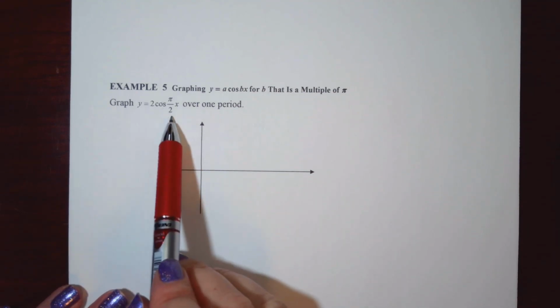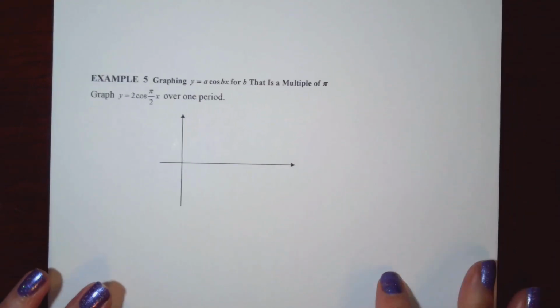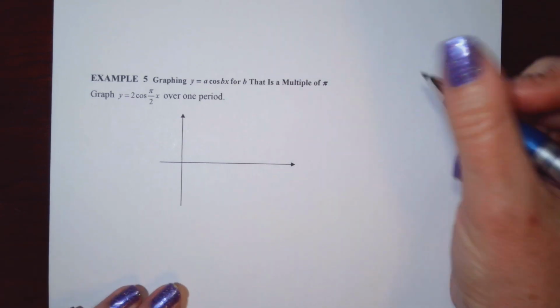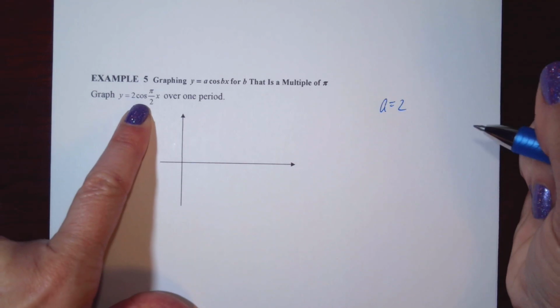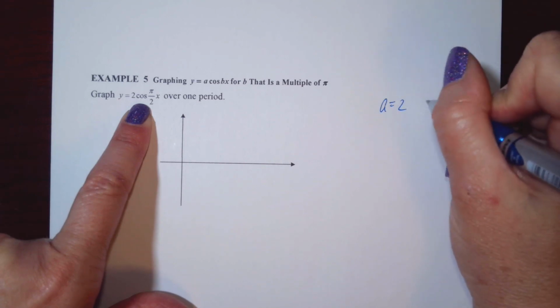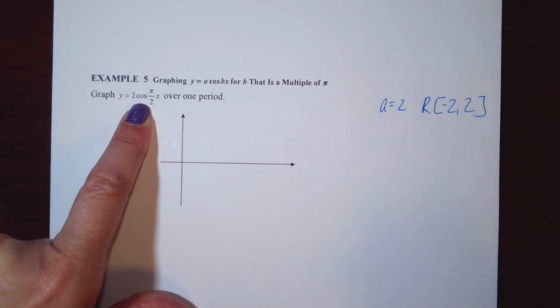Oh, this value for b looks a little different, so that's going to change things a little bit. All right, let's see. Let's do A is 2. It's positive. We're doing cosine. Cosine starts where? Cosine starts at peak. Amplitude is going to be 2. So the range of this function is from -2 to 2 because our center is still at 0.